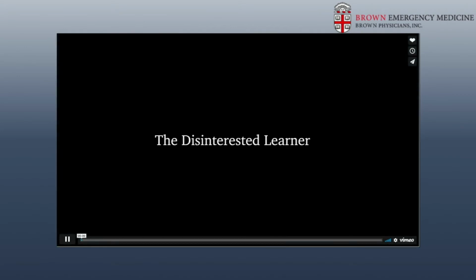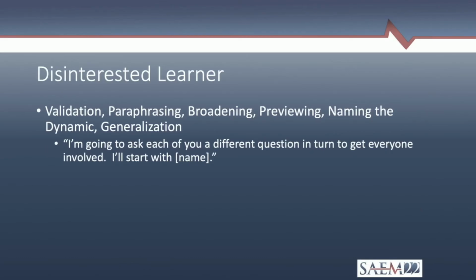For example, one recommendation here might be to simply say, I'm going to ask everyone a different question in turn to get everybody involved. I'll start with person X. And you would begin with the person who wasn't the disengaged learner. That way they'd have some time to come back to everything without feeling embarrassed or ashamed, but realize that their participation is still expected. Great. All right, any other thoughts before we move on to our next one?